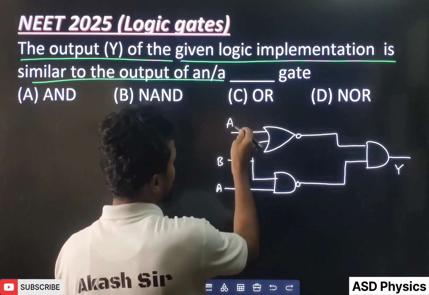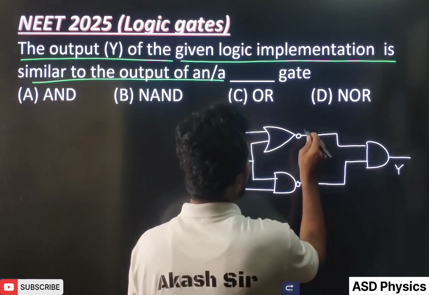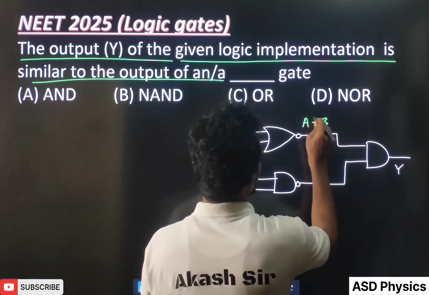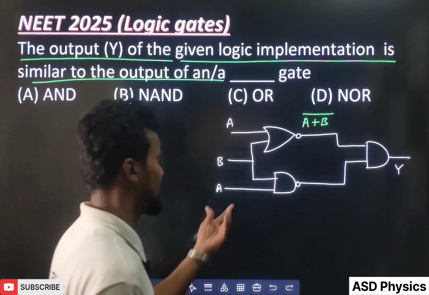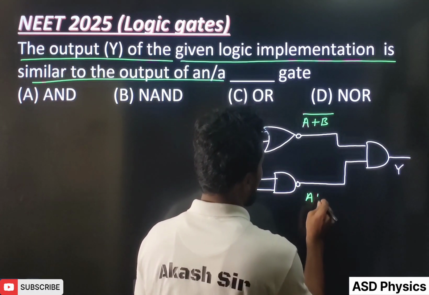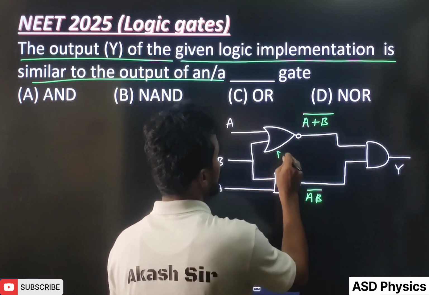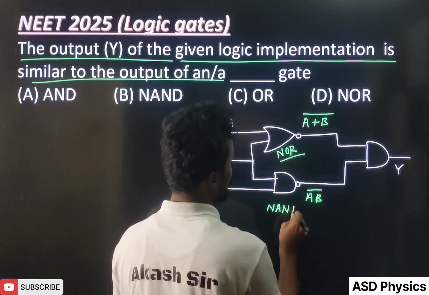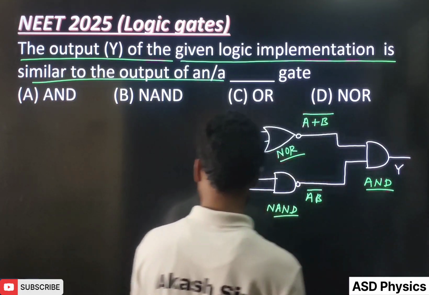Kindly see here, this is A, this is B. Which gate? NOR gate. That means OR and NOT. So it will become OR, and then put the bar here. It will become NOR gate, A plus B bar. Here, this is which one? NAND. That means AND plus NOT. First AND, AB, then bar, AB bar. So this is which gate? NOR gate. This is which gate here, students? NAND gate. And this is which gate? AND gate.